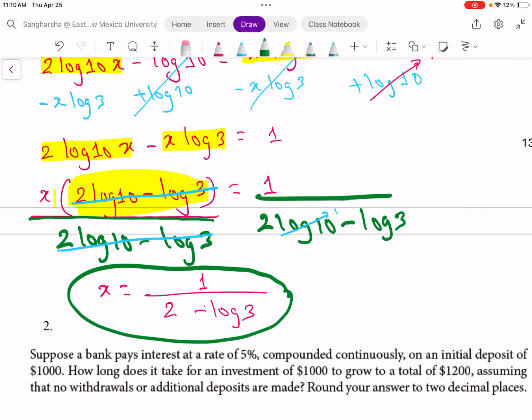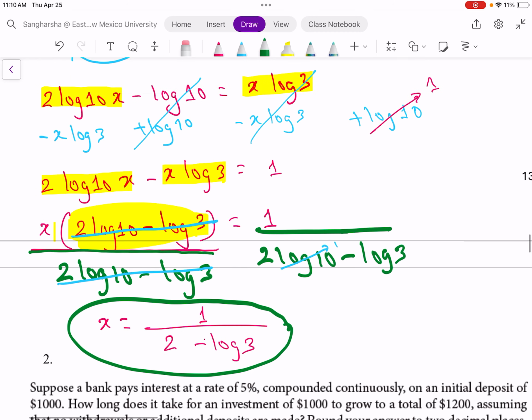This log of 10, log of 3, is just a number. Do not get confused here. If you want to write down what log of 3 is, you can use your calculator, enter log and enter 3, and you get some decimal number and you can use that decimal. But you are not required to do that. You can just leave it in terms of log.